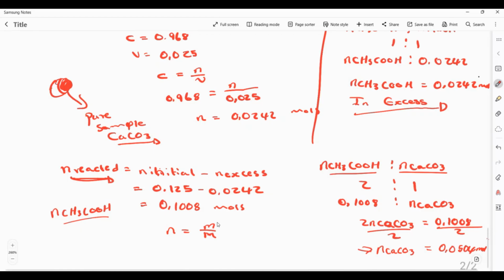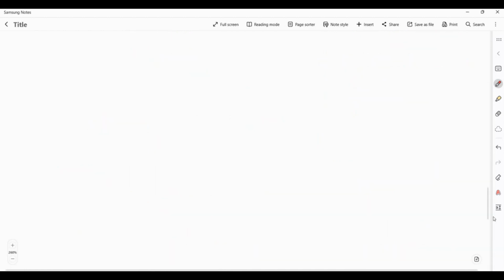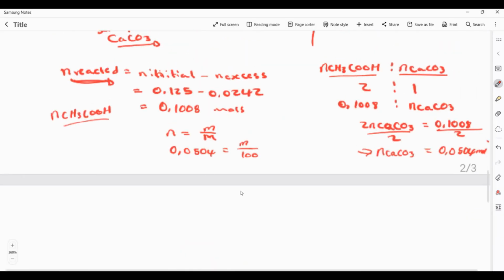So I'm going to input my values. I have 0.0504 is equal to the mass over the molar mass. The molar mass of calcium carbonate is 100, I know that one. When you cross multiply, what is the value of our mass? M is equal to 5.04 grams.